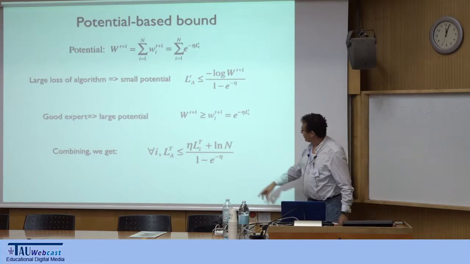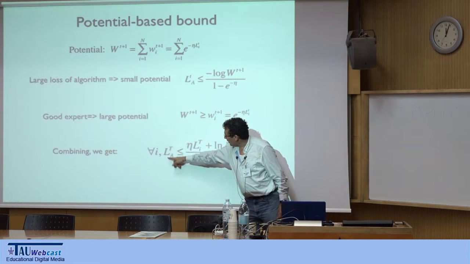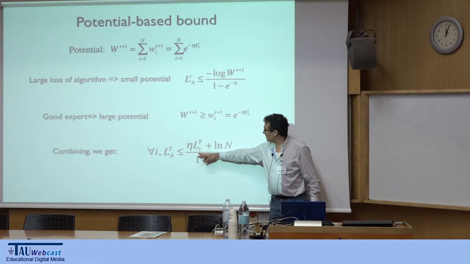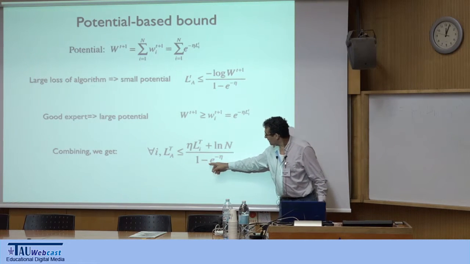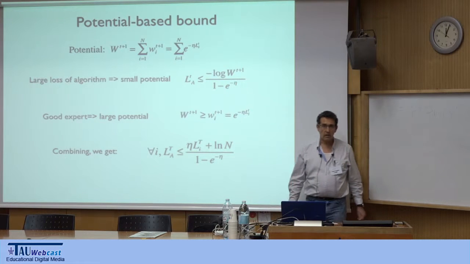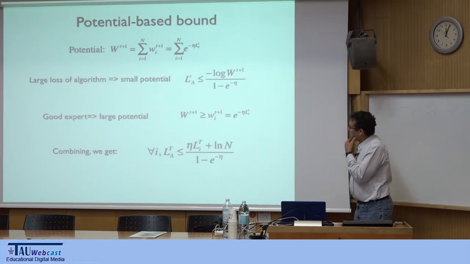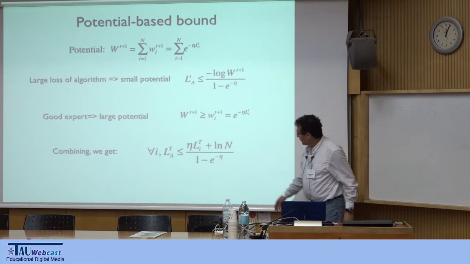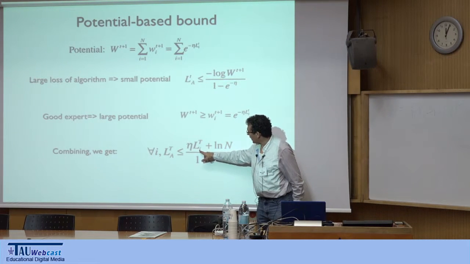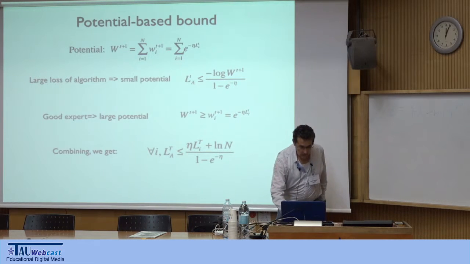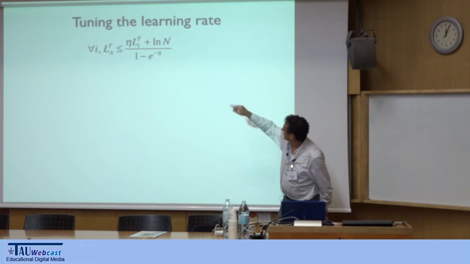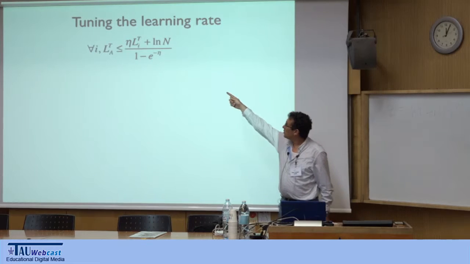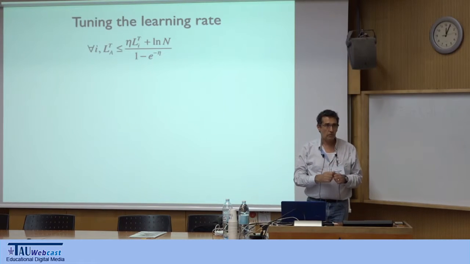And the bound is of the following form. Basically, it says that the total loss of the algorithm at time t is at most eta times L_i^t, the total loss of expert i at time t, plus ln n, all divided by 1 minus e to the minus eta. Okay, so is this good or is this bad? First of all, it's good in the sense that it's uniform over i. Basically you can just write it as a minimum over the experts. But the thing that remains is that you need to tune somehow the learning rate.